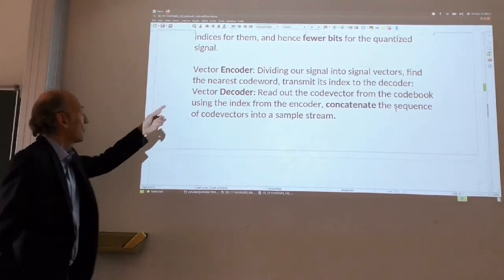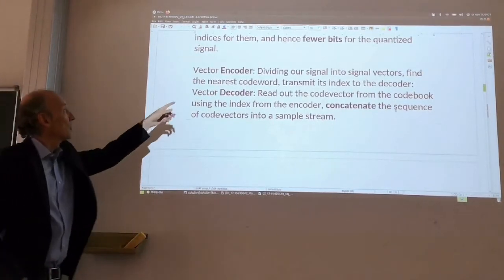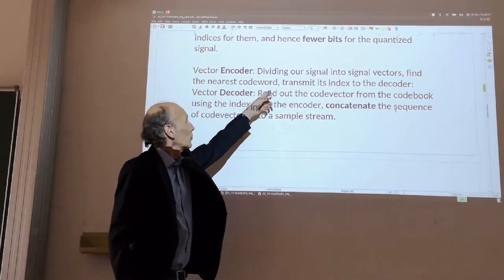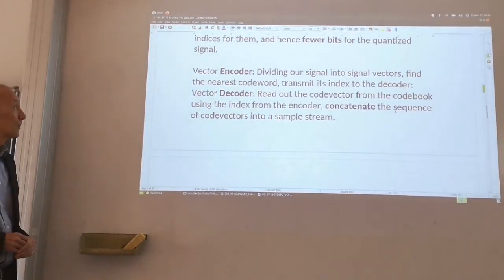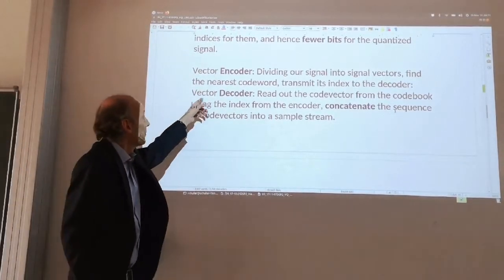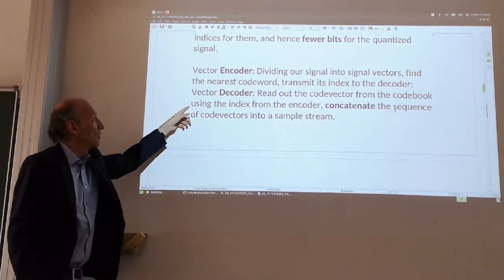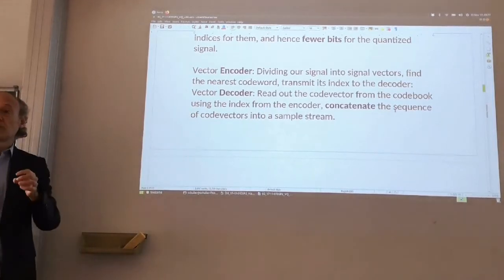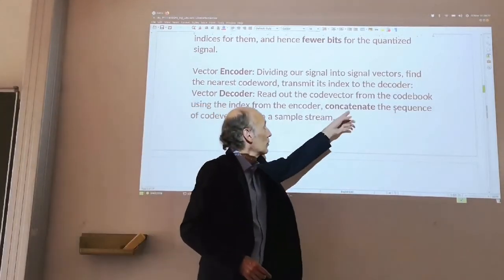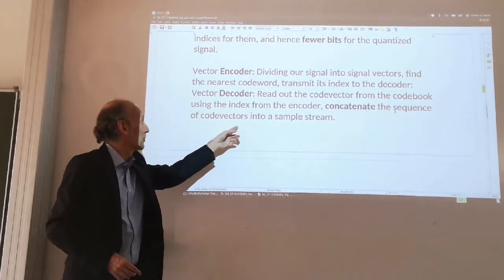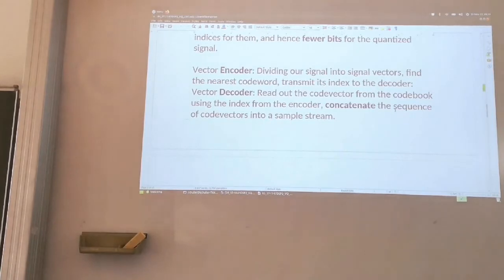Yeah, so for the vector encoder, we get a division of our signal into signal vectors, and then it finds the nearest code word, and then transmits the index of this code word to the decoder. And in the decoder, it reads out the code vector from the code book using the index from the encoder. So the decoder gets the index, looks up the corresponding code words, and then just concatenates the sequence of code word vectors into a sample stream. So then we are back from vectors to samples.